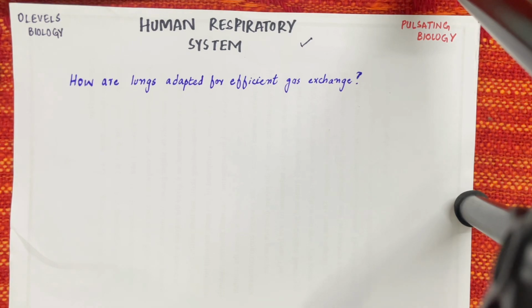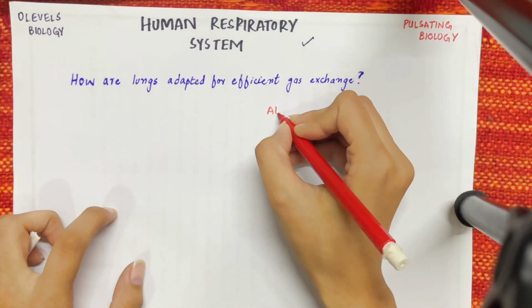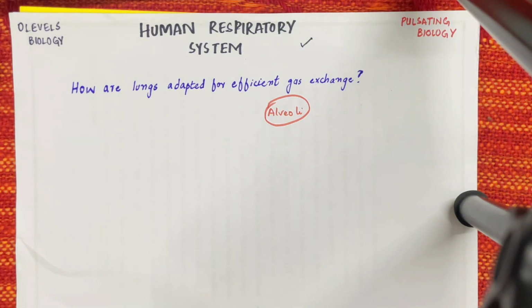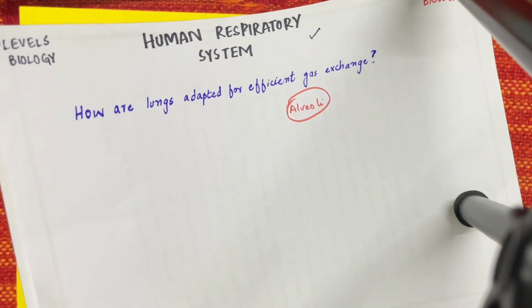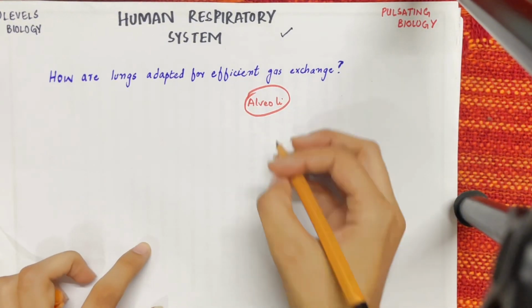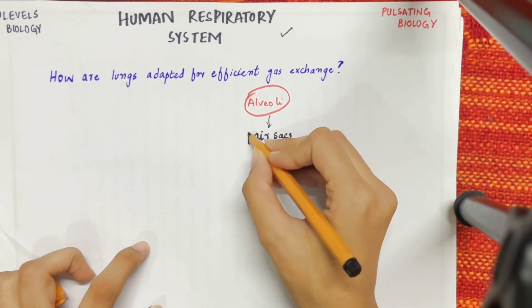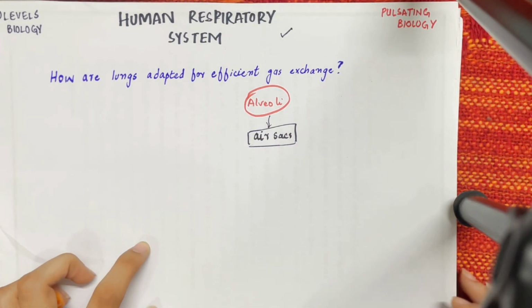When you talk about such a question, the first thing that comes to mind is the structure termed the alveoli. We have already discussed alveoli in much more detail in previous videos, but for this video, alveoli are basically air sacs. These air sacs play a very important role and are placed at the end of the bronchioles. What is the purpose of alveoli and how are they adapted to be an efficient gas exchange system?